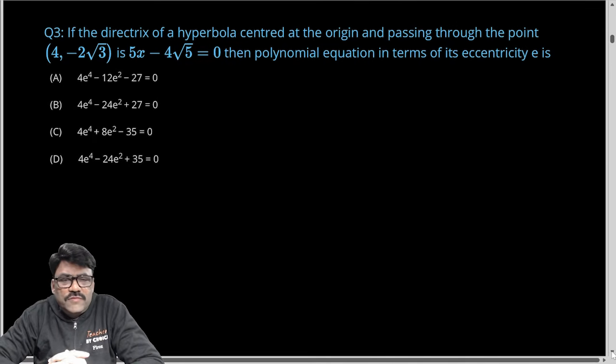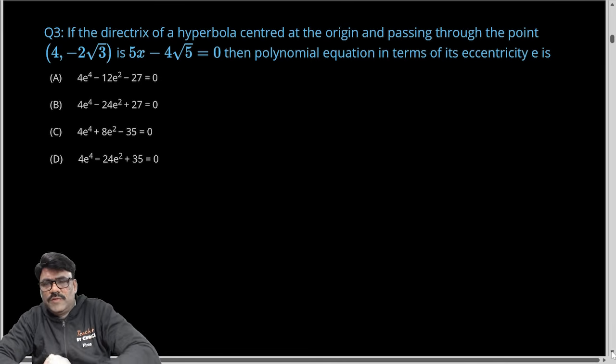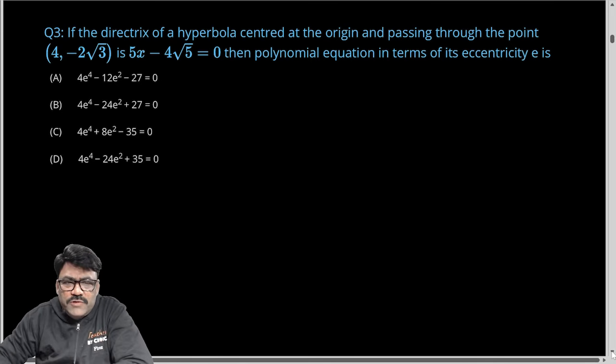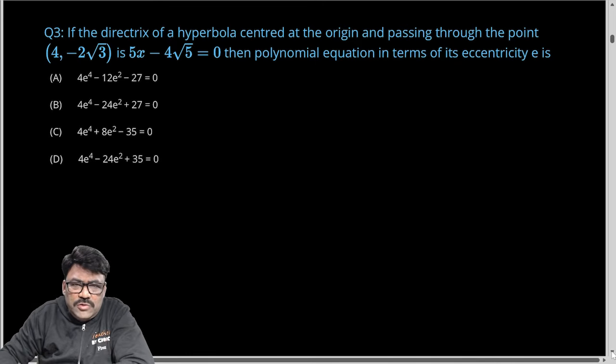See this question, this is from hyperbola. So a hyperbola has center at the origin passing through this point, and 5x is equal to 4 by root 5 is the directrix of the hyperbola. So then you have to find an equation in e, the eccentricity. So you can see that the directrix is x is equal to 4 over root 5.